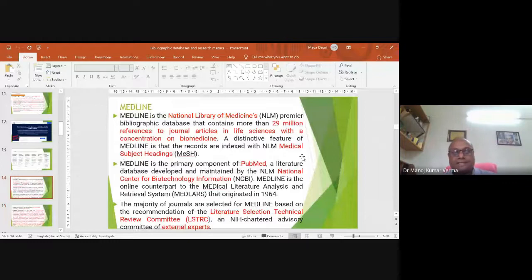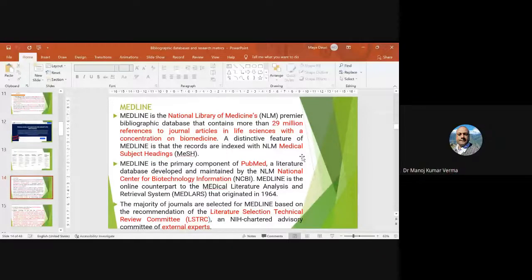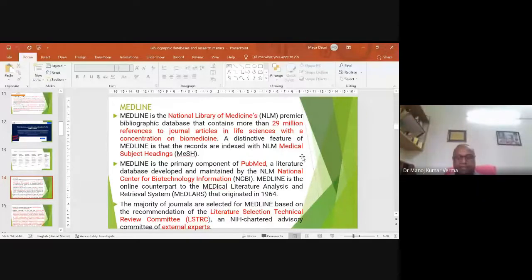Now, the third database is Medline. Medline is the National Library of Medicine, NLM, premier bibliographical database that contains more than 29 million references to journal articles in the life sciences with a concentration on biomedicine. A distinctive feature of Medline is that the records are indexed with NLM Medical Subject Headings. Actually, Medline belongs to the health information databases. Okay, about hospital, the medical field.